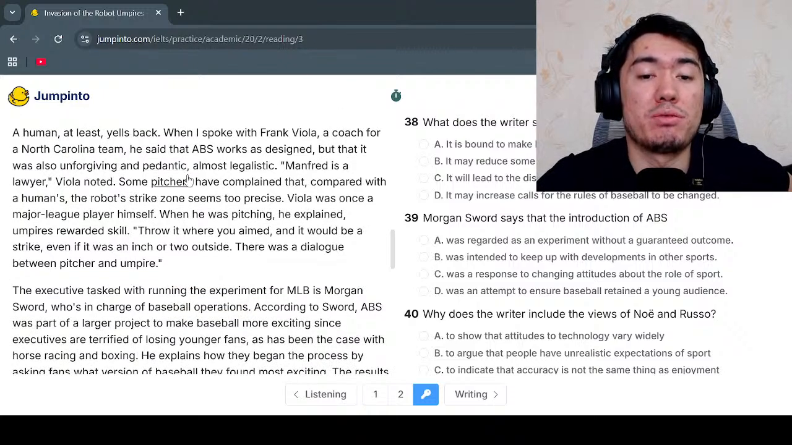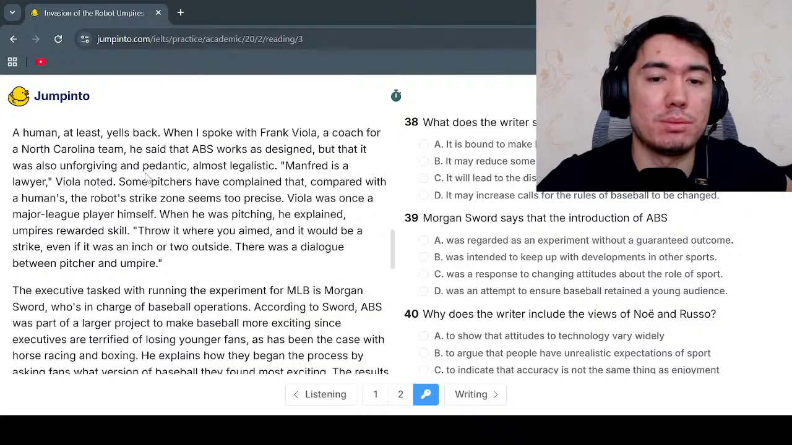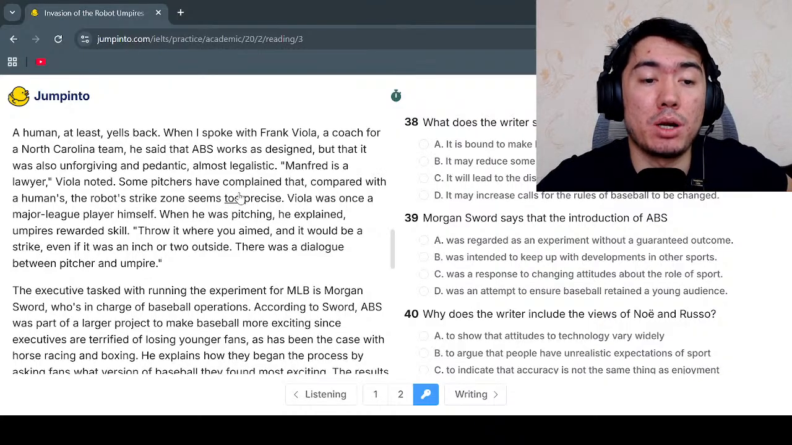When I spoke with Frank Viola, a coach for a North Carolina team, he said that ABS works as designed, but that it was also unforgiving and pedantic, almost legalistic. I don't know this word, but I can guess that it means very harsh, heartless, inflexible. Yeah, so Manfred is a lawyer. Some pitchers have complained that compared with the humans, the robot strike zones seem too precise.